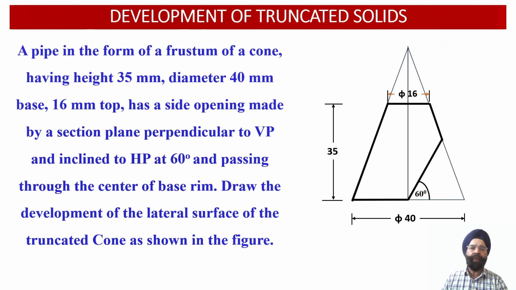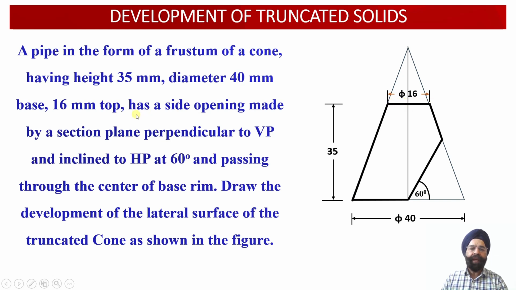Now here we have been provided with a pipe which is in the form of a frustum of a cone having height of the frustum of cone equal to 35 millimeter. So here we can check the height of the frustum of the cone happens to be 35 millimeter and the diameter of the base of the cone happens to be 40 millimeter, while the diameter of the top face of the frustum of the cone happens to be 16 millimeter.